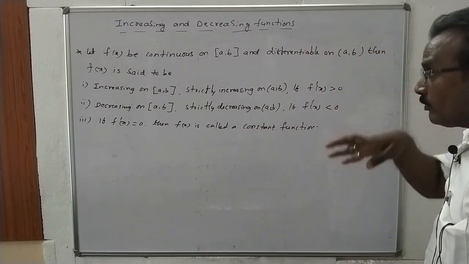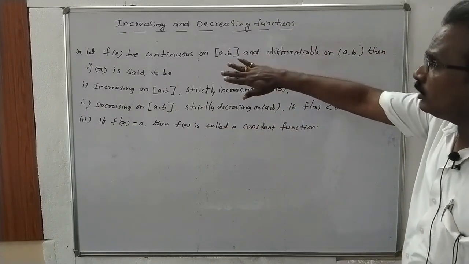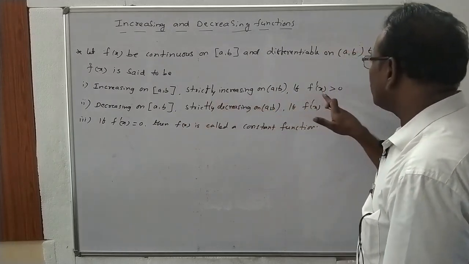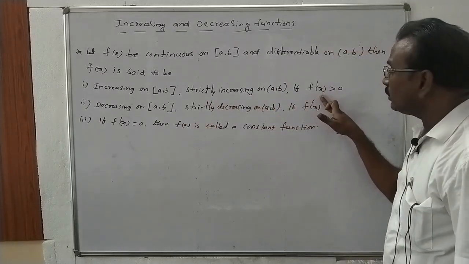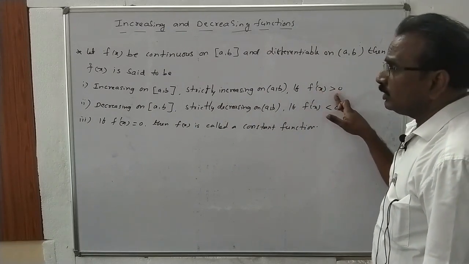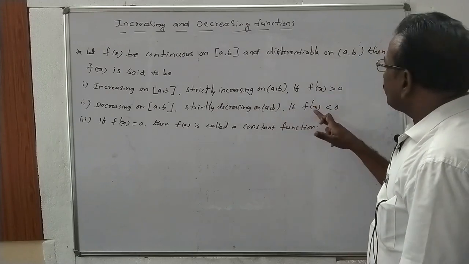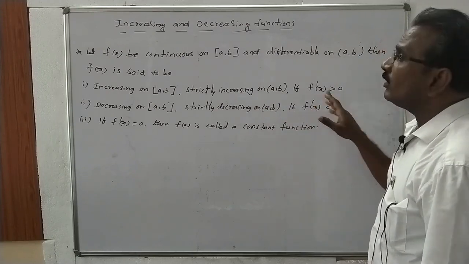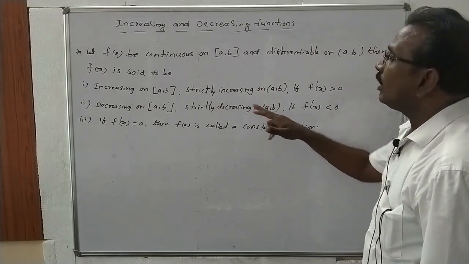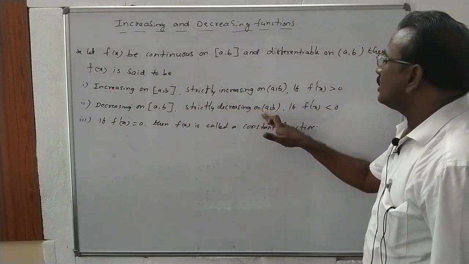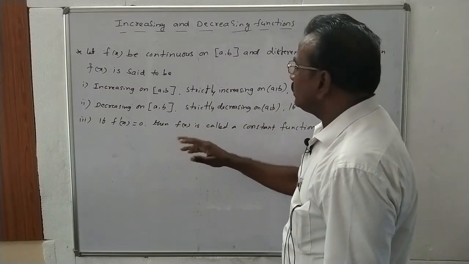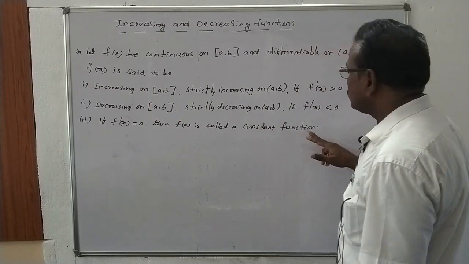So the function is said to be increasing or decreasing depending on f dash x, that means slope of tangent to the curve. Here dy by dx or f dash x value is positive, the function is increasing. Dy by dx value is negative, the function f of x is said to be decreasing on the closed interval, strictly decreasing on the open interval a comma b. Suppose if f dash x is 0, then the function f of x is called a constant function.